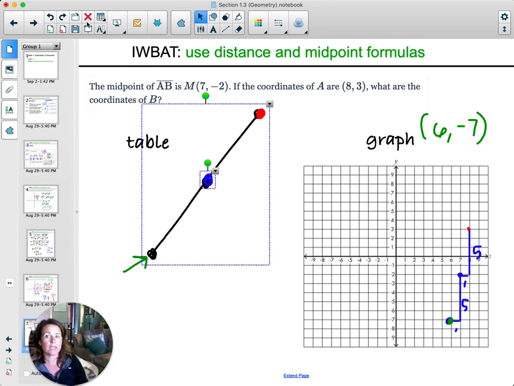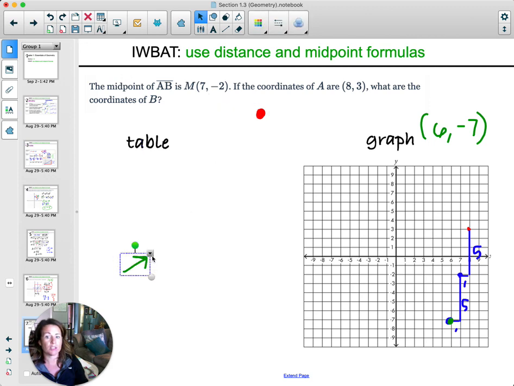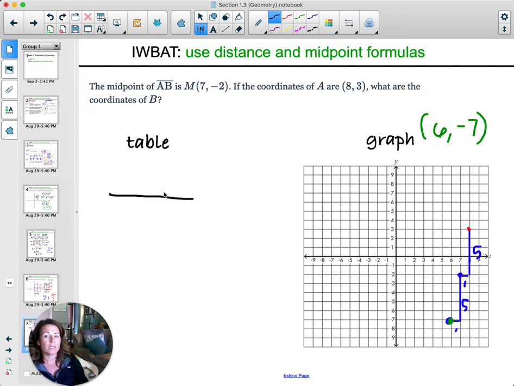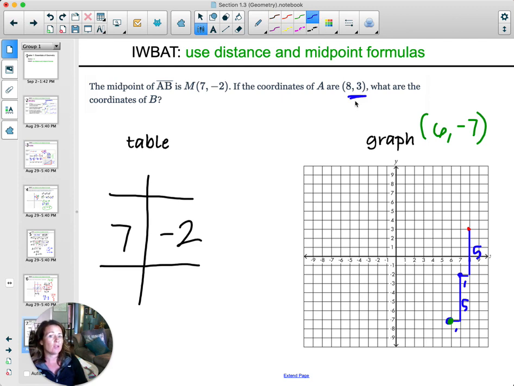So then let's take a look at how we could maybe do this in a table, because if you don't have graph paper, maybe you want to know how to do it in a table. So in a table, what we would do is still put the endpoints on the end and the midpoint in the middle. So now this 7, -2 goes in the middle because it's the midpoint. And then you can put this endpoint on the outer part. So now this needs to be in the middle.